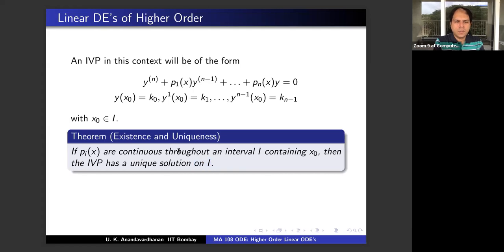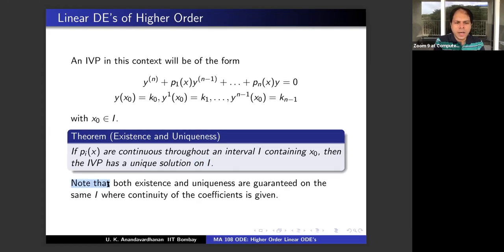Okay. So once again, let me stress this. Note that both existence and uniqueness are guaranteed on the same I. This is the beauty of linear theory, where continuity of the coefficients is given. This is not the case in nonlinear theory. The only time we did a nonlinear equation is first order, Picard, etc. There itself, this is not true. Not on the same I, but in linear theory, it's true. And this is a difficult theorem which we will not prove. We will skip the proof.